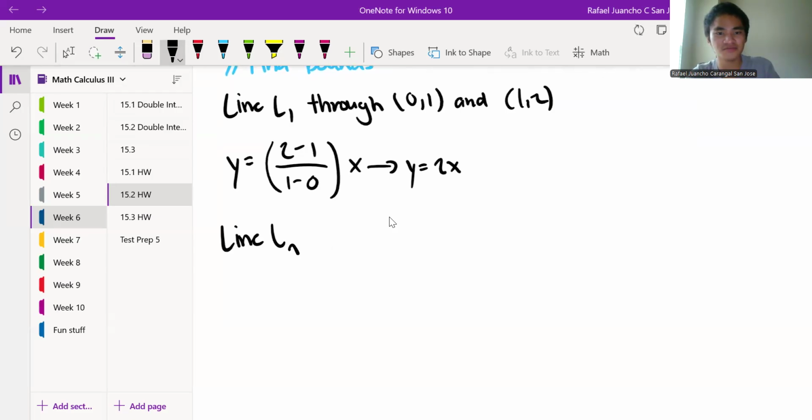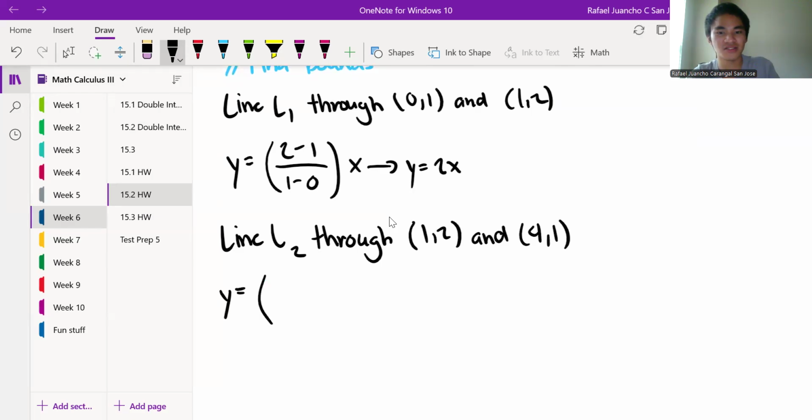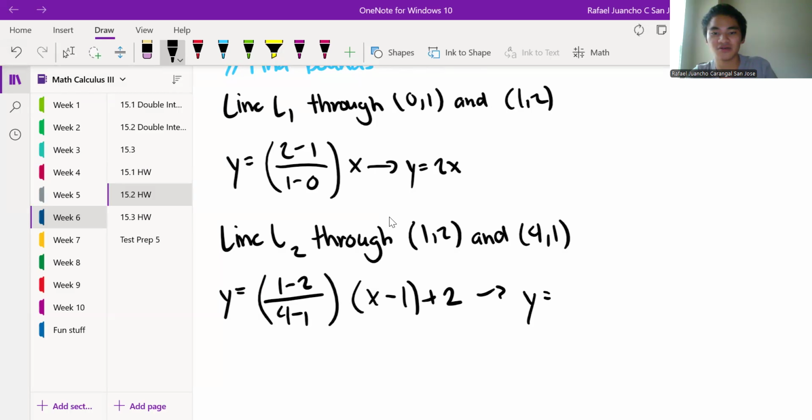Now we find another one. Line 2 could be through, let's say, (1, 2) and (4, 1). Again, it's the same idea. The slope is (1 minus 2) over (4 minus 1), times (x minus 1), plus 2. So 1 minus 2 is negative 1, which gives me negative 1/3 of (x minus 1) plus 2. So that's another line.